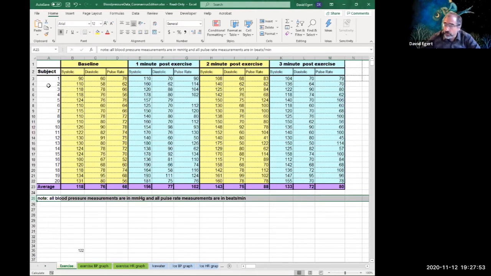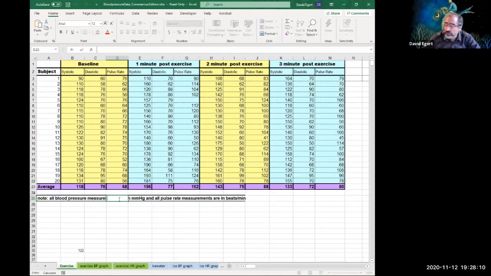All right. So here are all of our subjects. Here are their baseline readings for systolic, diastolic, and pulse rate. Then 1 minute post-exercise, 2 minutes post-exercise, 3 minutes post-exercise. And again, all blood pressure measurements are in millimeters of mercury and all pulse rate measurements are in beats per minute. So that's why it's not up on here.